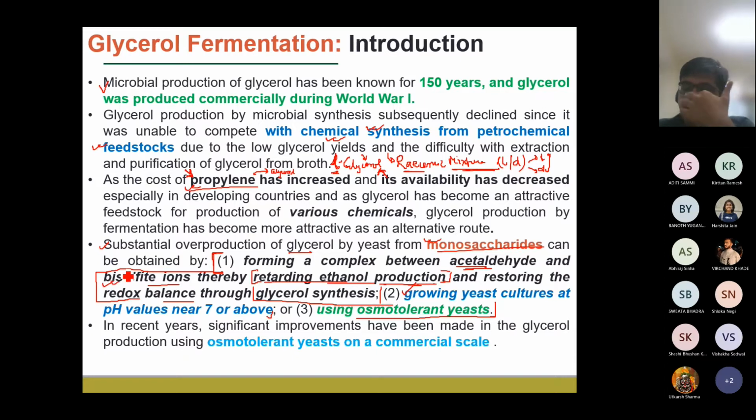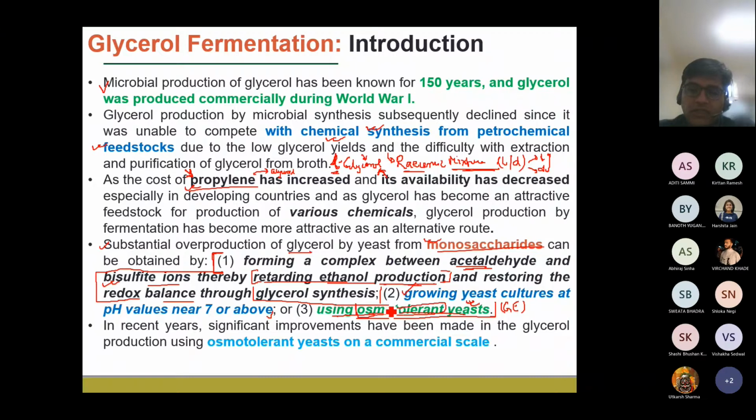There are other additives, like in the alkali-based process, and other methods using osmotolerant yeast. One of the other approaches is to use genetic engineering, where we genetically modify microorganisms, especially yeasts, which generally have a very high growth rate, and we make them osmotolerant. So what is osmotolerant?